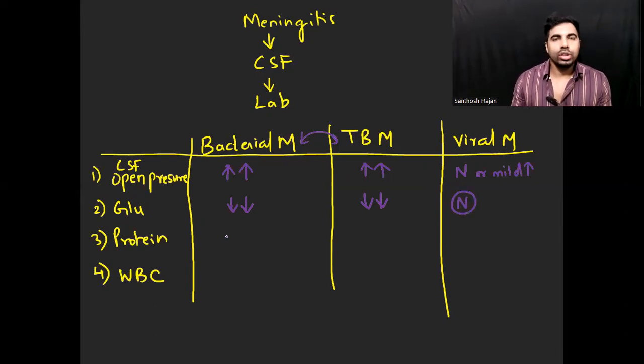Okay. Protein. What will happen to protein? With any inflammation in the body, all your mediators, like cytokines and other inflammatory mediators, they all come out. They are basically proteins, right?